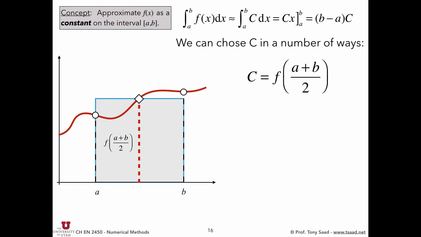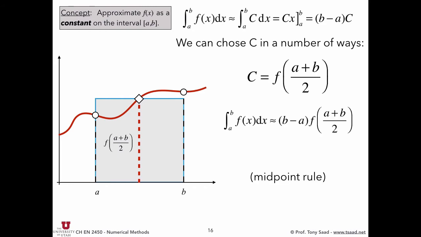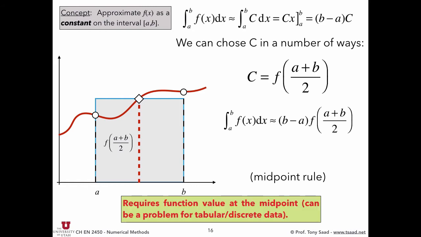You still have b minus a as the width of the rectangle, but the height now is f((a plus b) over 2). While you overestimate on one end, you underestimate on the other, and the hope is that by choosing the midpoint you balance these two errors. That's called the midpoint rule. It is the easiest and simplest way of doing an integral. We'll learn in a little bit how to make this more accurate.